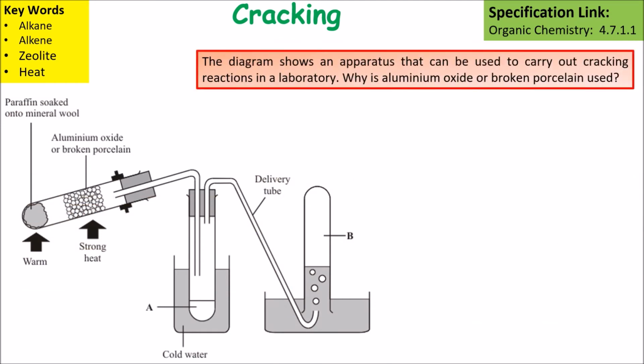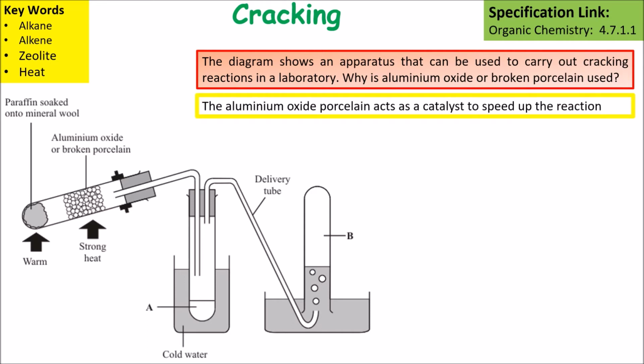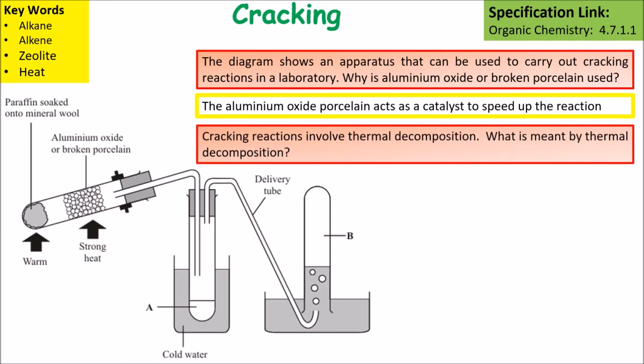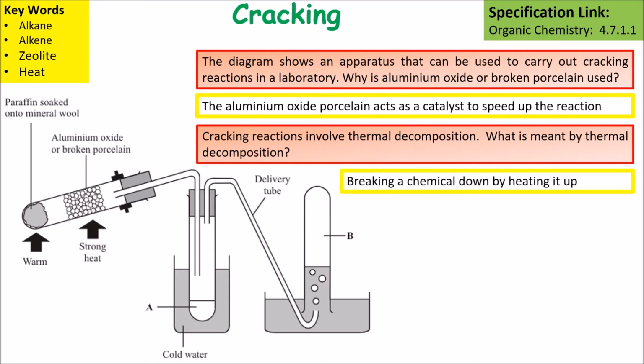So the diagram shows an apparatus that can be used to carry out cracking reactions in the lab. So if we're looking at why aluminium oxide or broken porcelain is used, that's because the aluminium oxide or porcelain acts as a catalyst to speed up the reaction. So cracking involves thermal decomposition. If we're looking at what thermal decomposition means, it just means breaking a chemical down by heating it up.